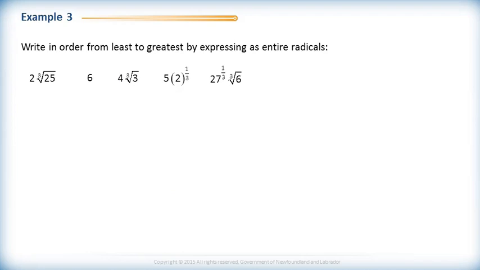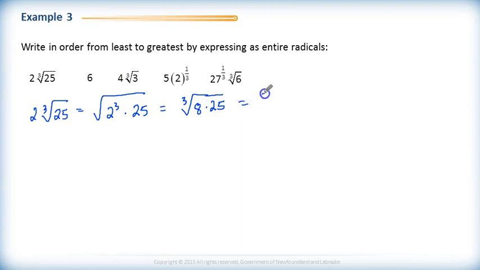Example 3. Write in order from least to greatest by expressing as entire radicals. Beginning with 2 cube root of 25. Before we can bring that coefficient of 2 under the root sign, we have to express it as a power of the index being 3, so it's 2 cubed, times 25, and we have the cube root of 8 times 25, which is the cube root of 200.